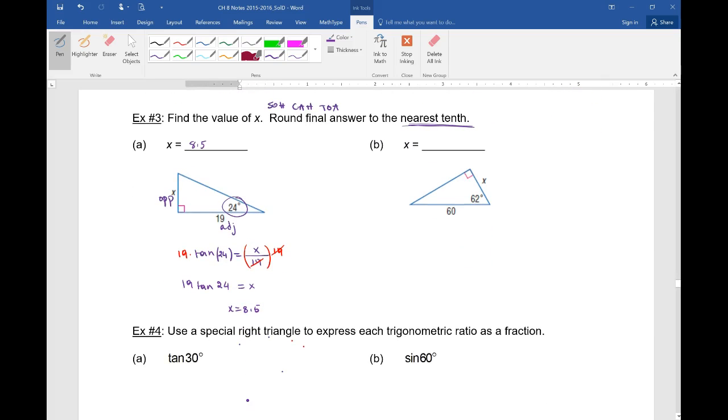Okay. So look at this one. Where's the angle I'm given? The 62. In reference to the 62, which two sides am I given? What side is this? Opposite, adjacent, or hypotenuse? That's the adjacent. What about the 60? Hypotenuse. So if I have adjacent and hypotenuse, which ratio is it? Cosine.